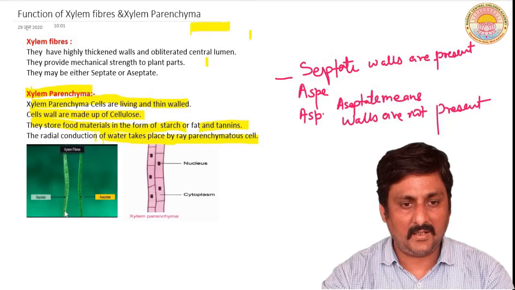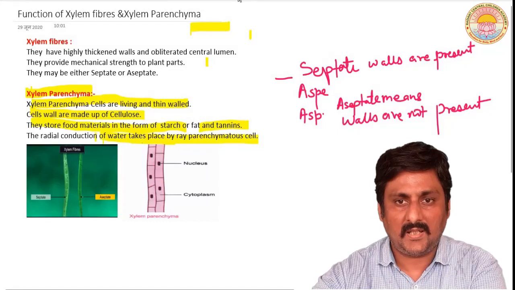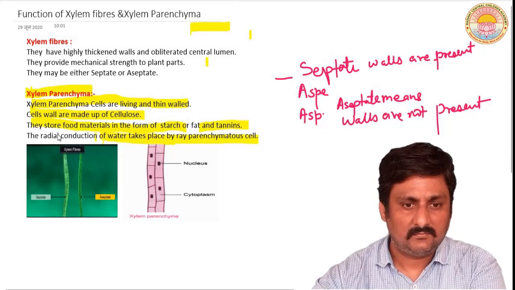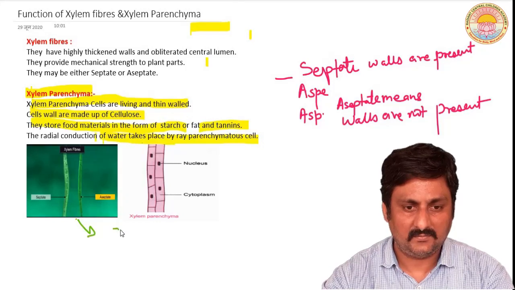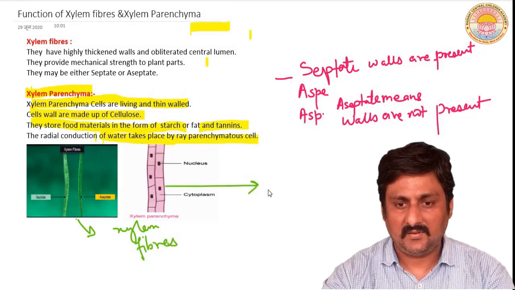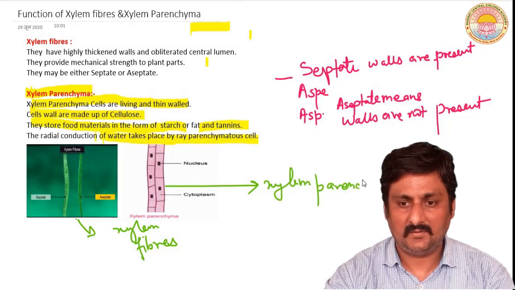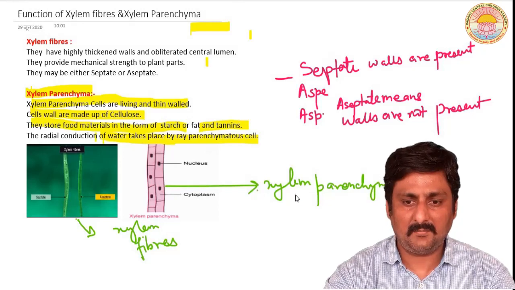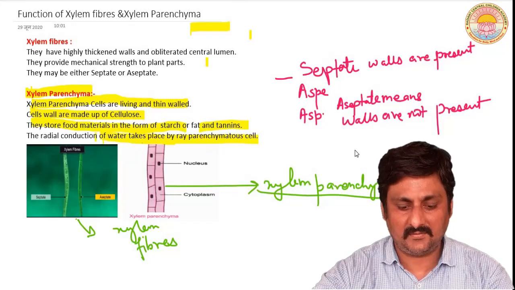So you can see the diagram. This diagram, the number 1 diagram, is of xylem fiber, and the second diagram is for xylem parenchyma. Xylem parenchyma is the only living cells present in the xylem as such.